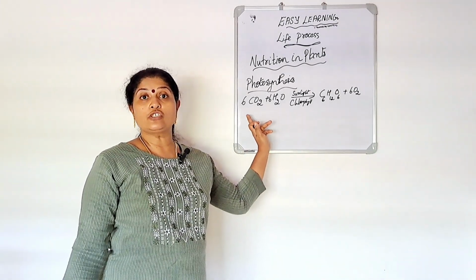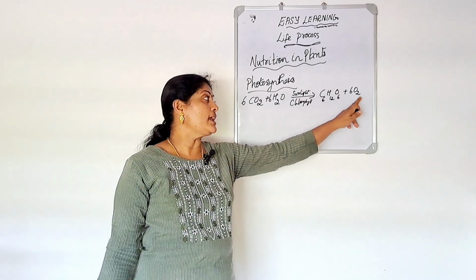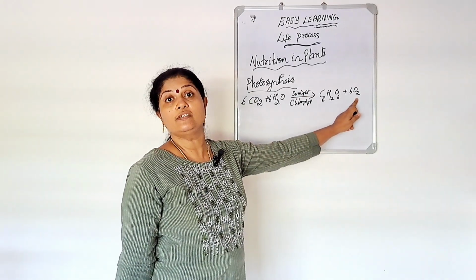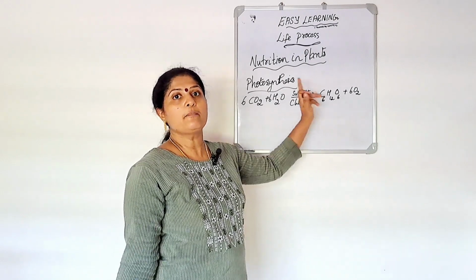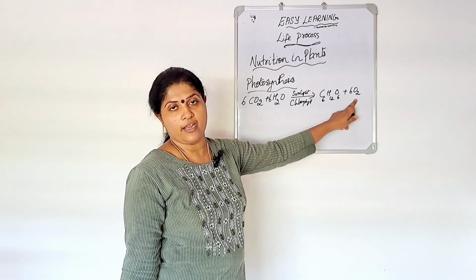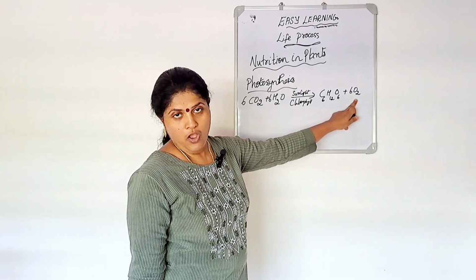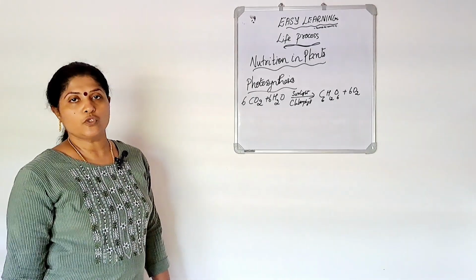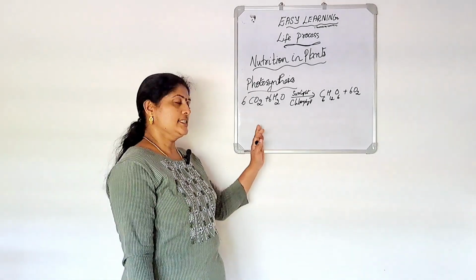They are using carbon dioxide and water for the process. At the same time, they are releasing oxygen, and that oxygen, released as a waste product by the plant, is a very useful product for all other living organisms for their survival. Okay, now we will see in detail how the process of photosynthesis takes place.